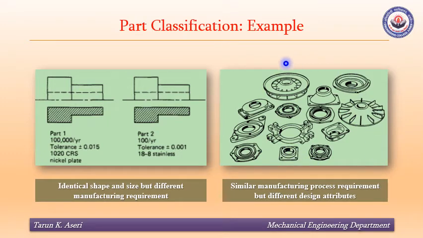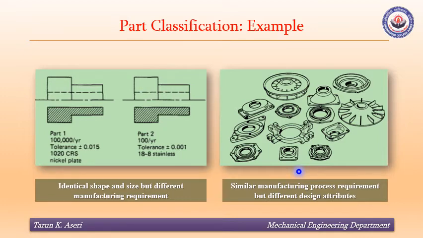In this second figure, various kinds of objects are shown. Here the objects are very different in shape, but the manufacturing process required to prepare these parts is similar. For example, all parts here have the first manufacturing process as casting.